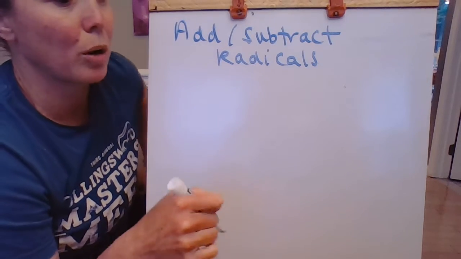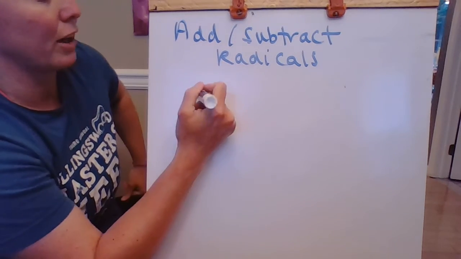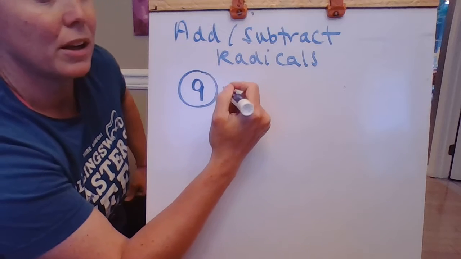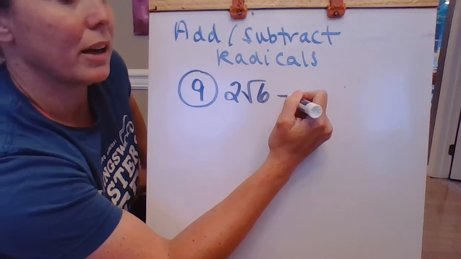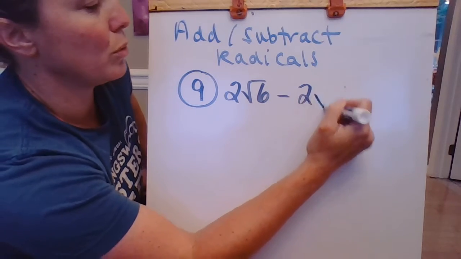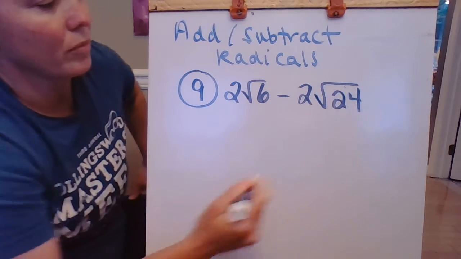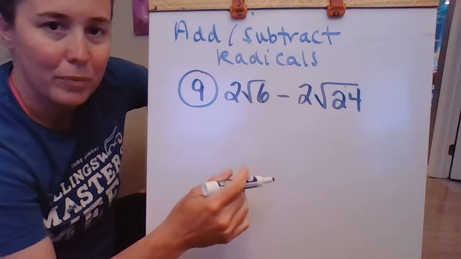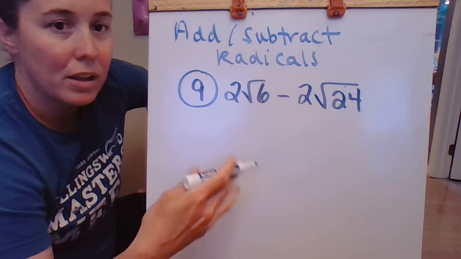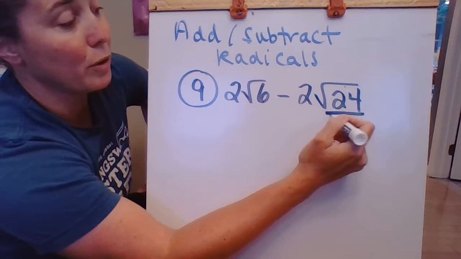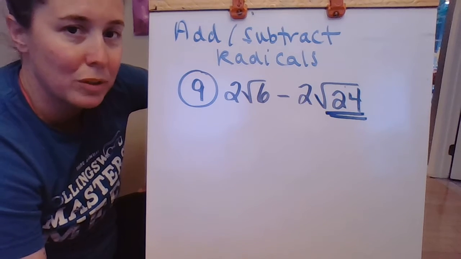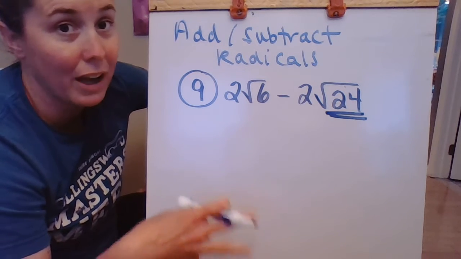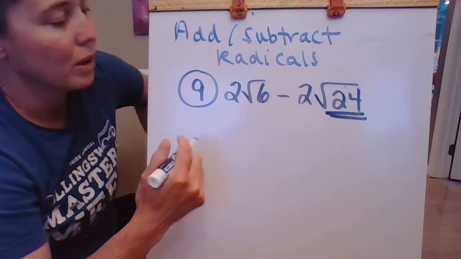I'm going to start moving down to question number 9, so I'll do 9, 11, and 13. Number 9 is 2 root 6 minus 2 root 24. They're not the same, so I can't subtract them yet. Now, the square root of 24, I can simplify. Make sure you simplify those radicals before you say that you can't subtract them at all.